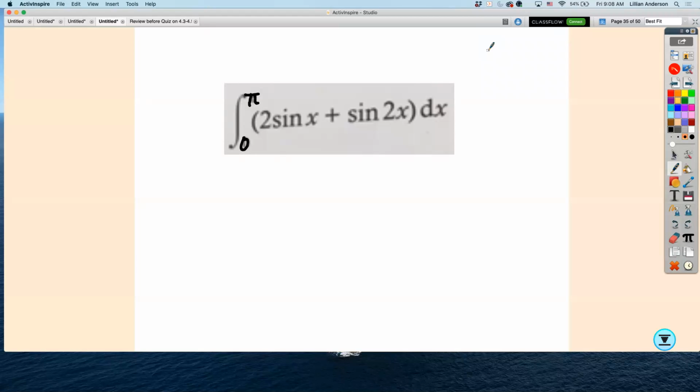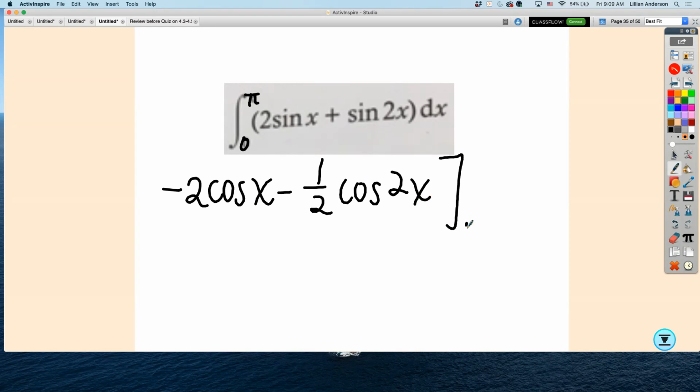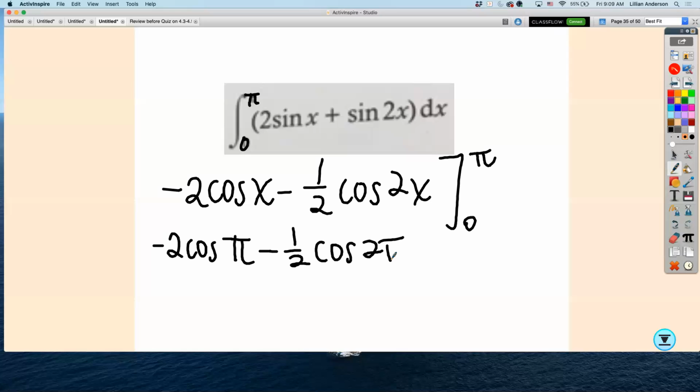So somebody online, what is the antiderivative of 2 sine x plus sine 2x? -2 cosine x minus 1/2 cosine 2x. Very good. I'm going to evaluate that from 0 to pi. So I'm going to plug in pi first. Then I'm going to subtract the entire expression when I plug in 0.